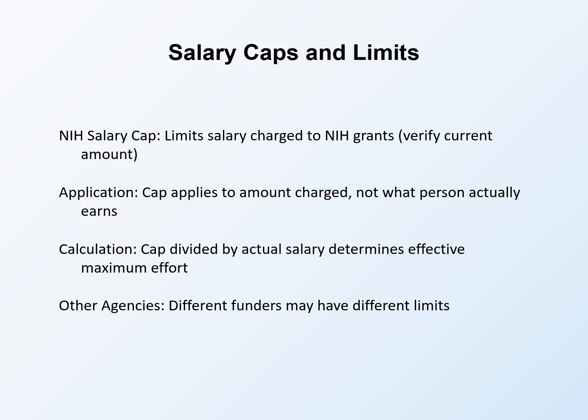If someone earns $300,000 but the cap is $250,000, charges to NIH grants use $250,000 as the maximum base, regardless of actual compensation. The person still receives their full salary. The grant simply cannot cover the portion above the cap. Calculation using caps requires determining effective maximum effort. If someone's actual salary exceeds the cap and they commit 20% effort, you calculate 20% of the capped amount, not 20% of actual salary. The institution absorbs the difference between actual salary and capped charges.